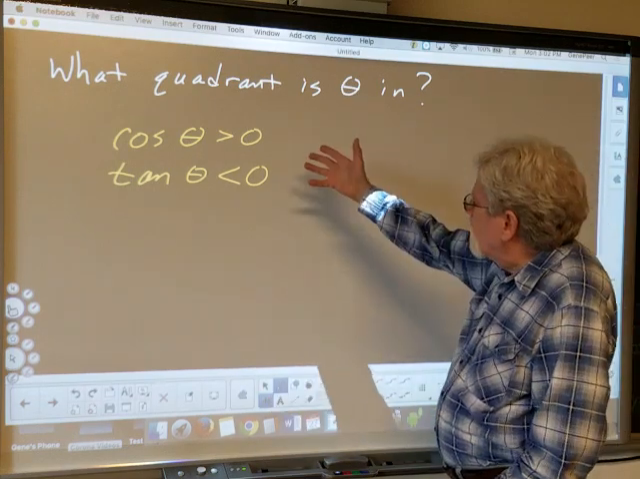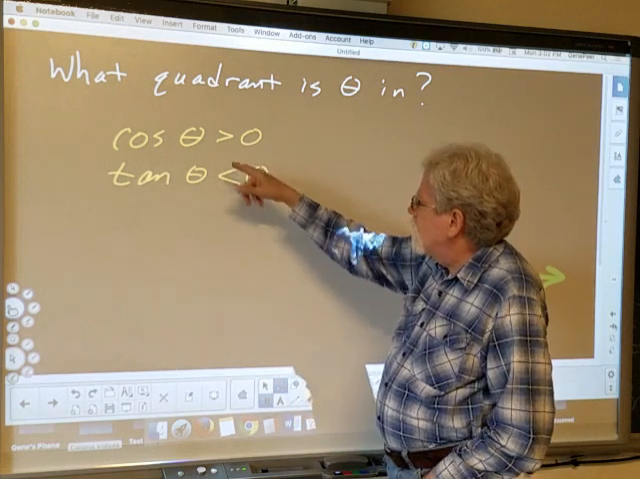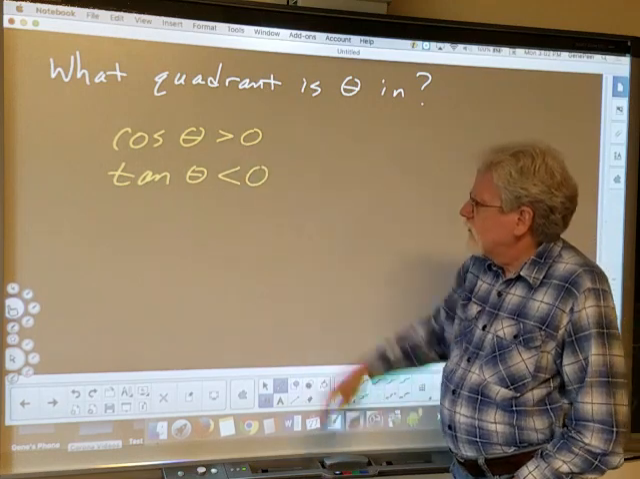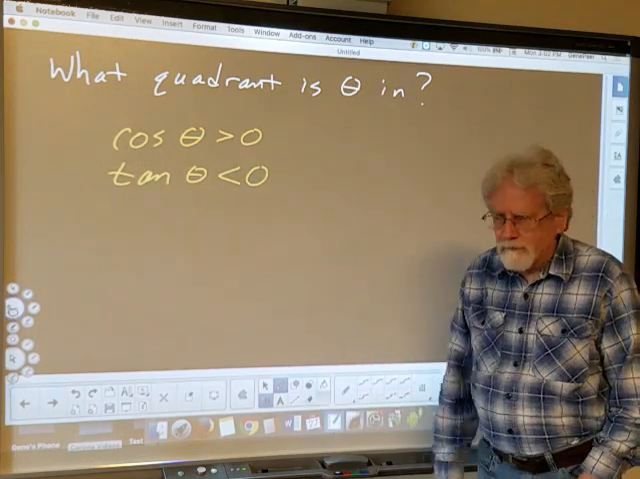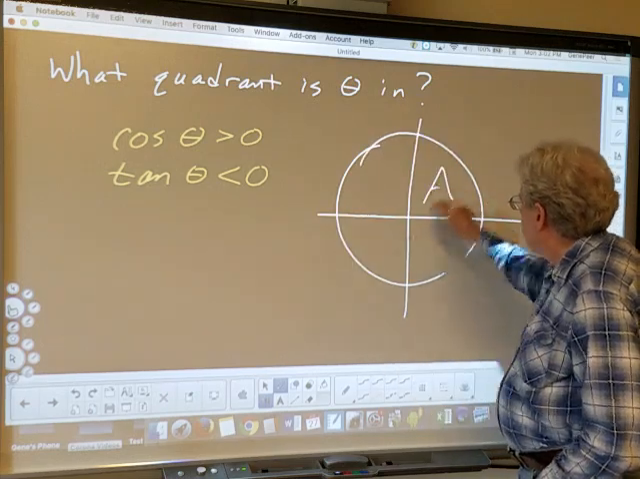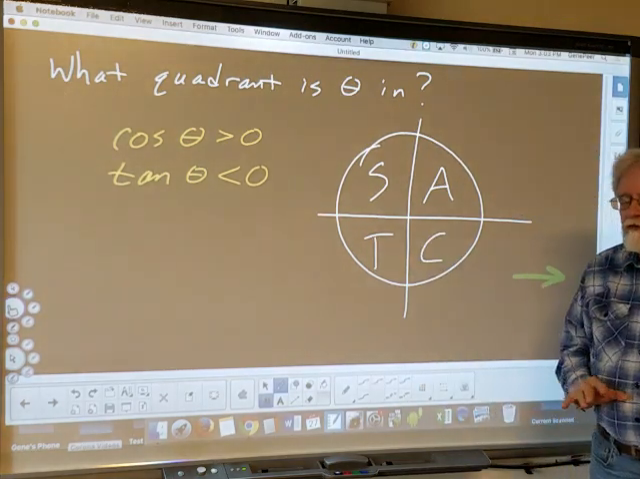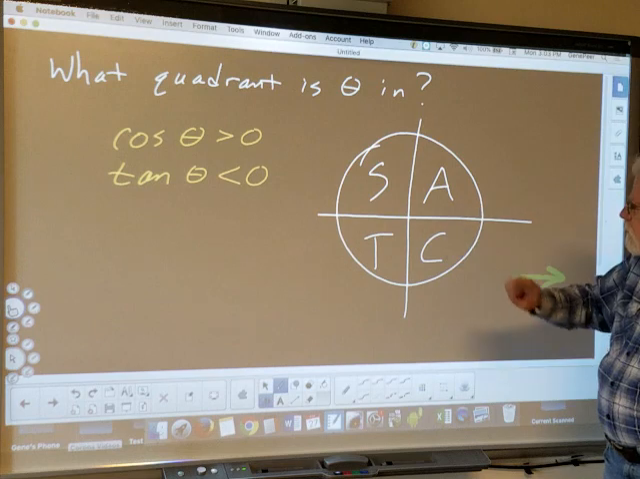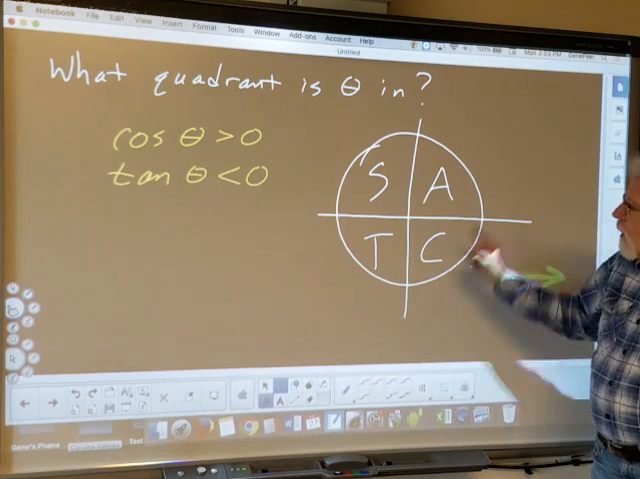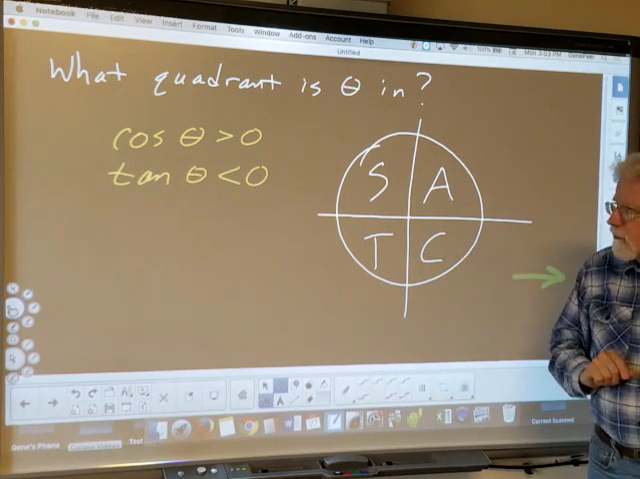There'll be a question or two like this on the test where I'll give you some information about the signs of a couple of functions, and ask you what quadrant we are in. You can do that very easily using all students take chemistry. This tells you where the functions are positive. They're all positive in the first quadrant. Only sine is positive in the second quadrant. Only tangent is positive in the third, and only cosine is positive in the fourth.